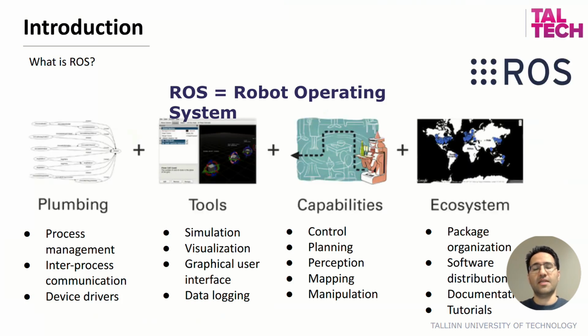So basically, what is ROS? It actually is an operating system which is completely designed for robotic operations. So what ROS brings for us is a combination of different features like plumbing, which is a kind of workflow where you can manage all your processes and know how those processes and programs connect to each other.